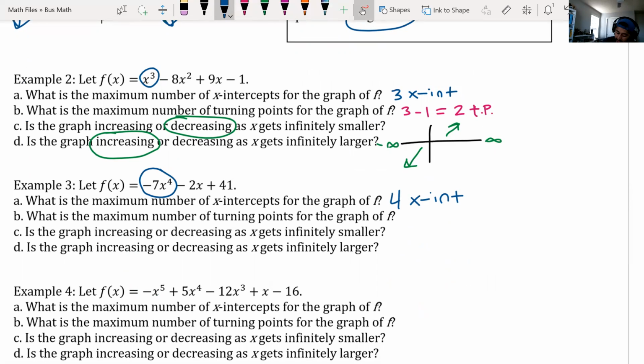And then B, what is the maximum number of turning points? Well, you take your degree and subtract 1, and we'll get 3 turning points. Okay, now we have an even degree polynomial with a negative leading coefficient of negative 7. So that's going to be a case 2, which means that our tails will open down.